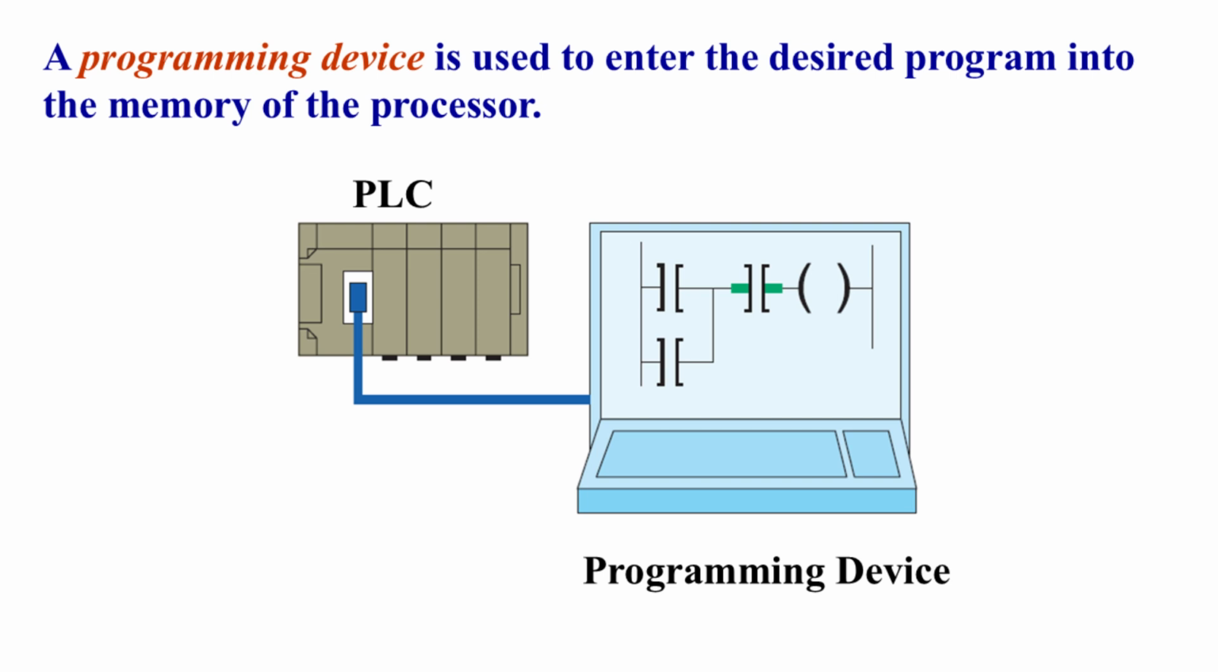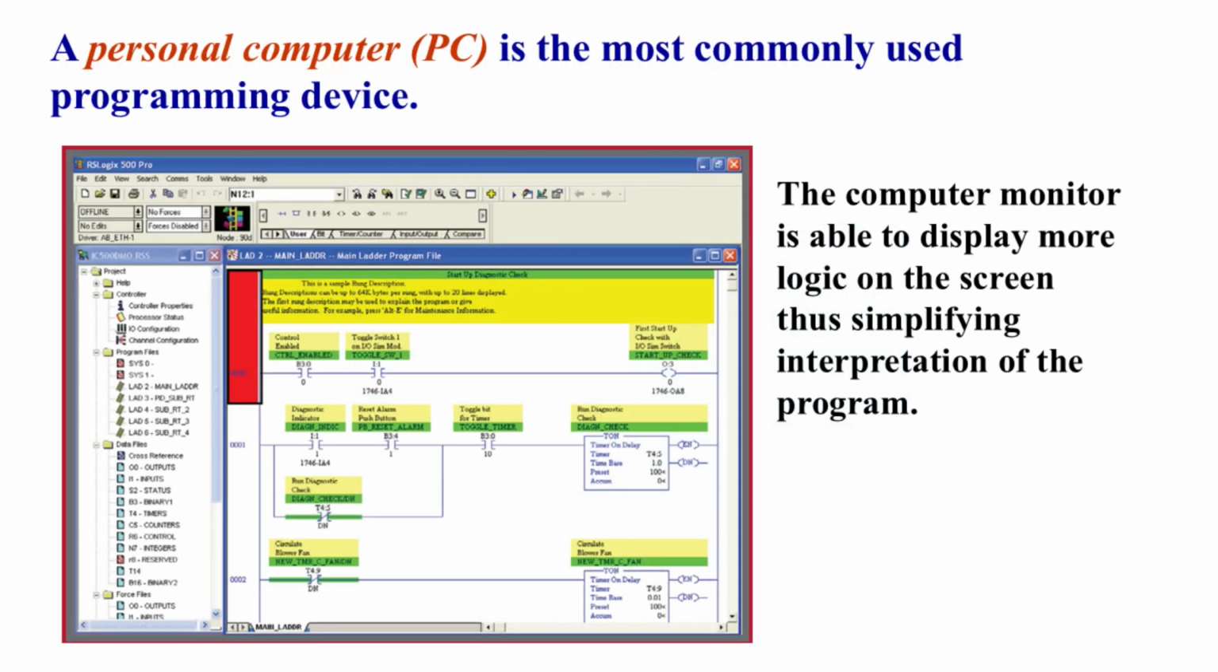A programming device is used to create, enter, and edit the PLC program. It allows engineers or technicians to load the desired control logic into the processor's memory. The programming device connects directly to the PLC, either by cable or network connection. Once connected, the user can download programs into the CPU, upload programs for editing, or monitor the logic in real time. Today, the personal computer, PC, is the most widely used programming device for PLCs.